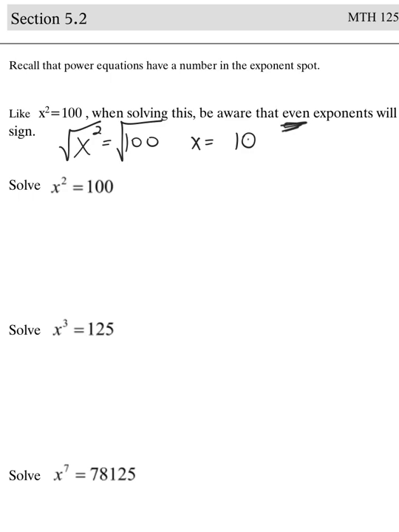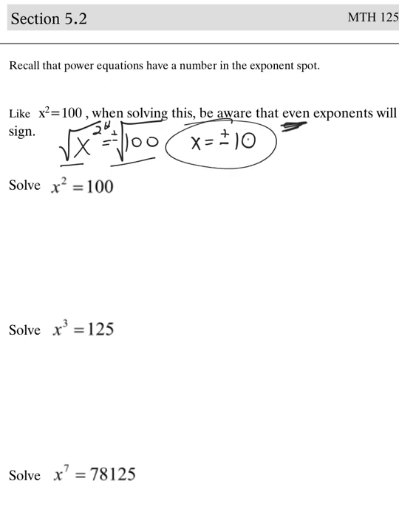So anytime I find myself in a position where I'm simplifying a power and trying to solve for whatever the base is, and the power is an even number, then when I get my answer, I must put the plus sign and minus sign here. This is indicating two separate results. One is the positive version of 10 and one is the negative version of 10. So there's actually two solutions here.